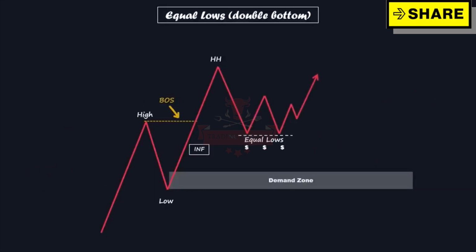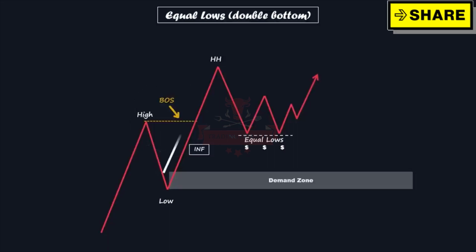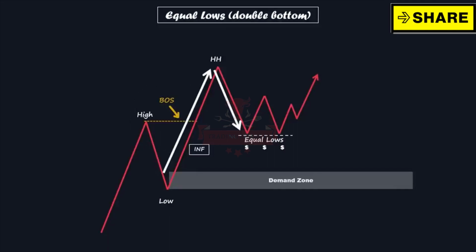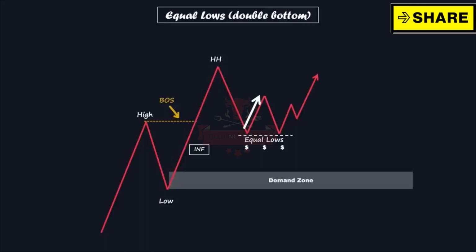Imagine we have a structure like this. Price created a bullish break of structure, pushed upside and then retraced back down, failing to reach the demand zone generated by the BOS wave. Instead, the price formed an internal low.